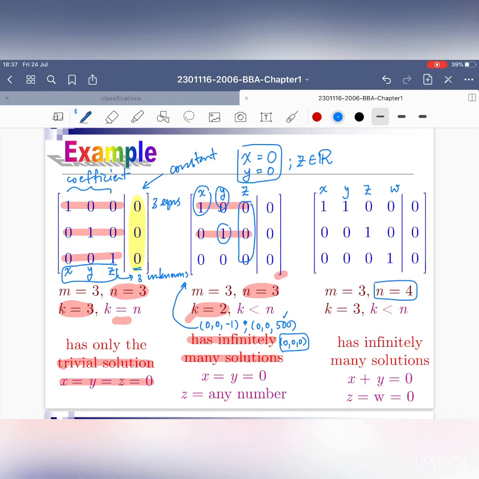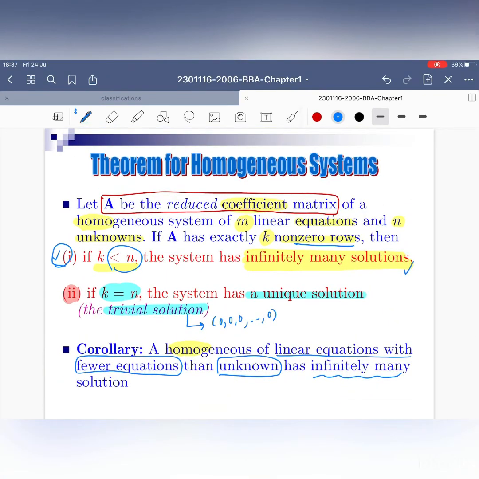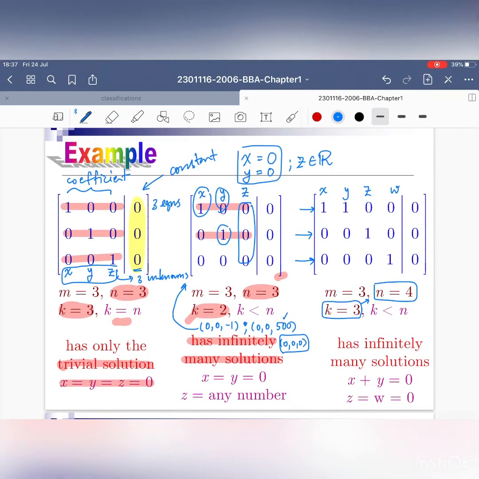Then you have 1 non-zero, 2 non-zero, 3 non-zero. So you have 3 non-zero rows, and 3 of course is strictly less than 4. So again, from the first part of your theorem, it says that this system, because don't forget that you really need to check that it is homogeneous in order to use the theorem, your right hand side must be all 0. This one will have infinitely many solutions.